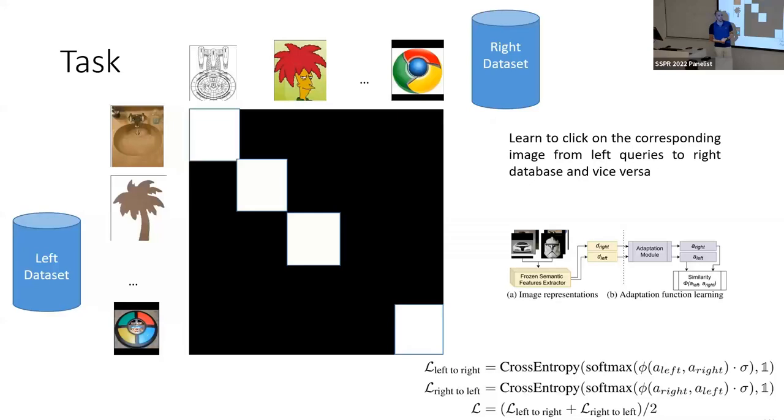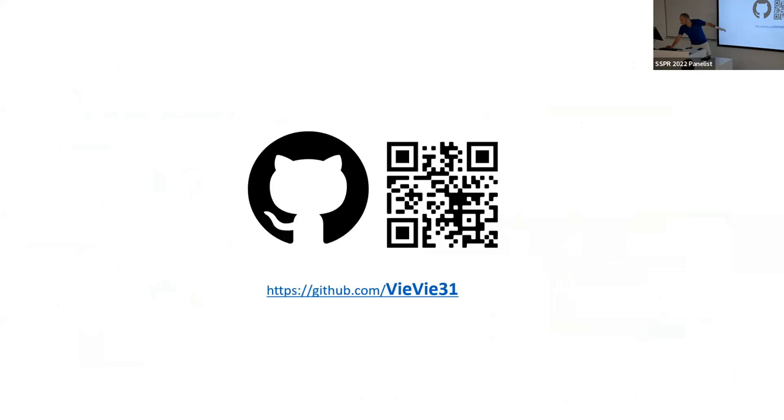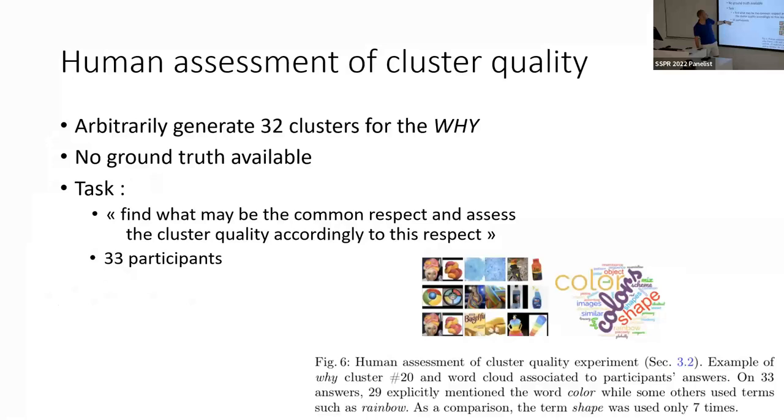Because you don't have any ground truth and no labels, did you ever assess the performance of the model? Yes, we only had one idea: to qualitatively assess the clusters. So we asked 33 participants to answer this task: find what may be the common respect of a given cluster, and tell how much the cluster is in alignment with that respect. Because, for example, in the cluster there could be some mislabeled samples. So there is a graph in the paper of the assessment. So it's basically human knowledge assessment. Yes.